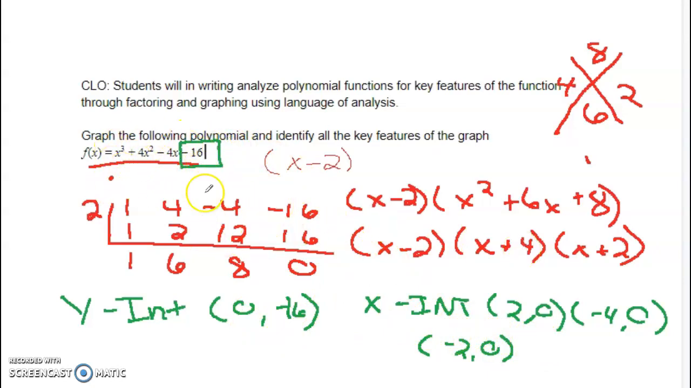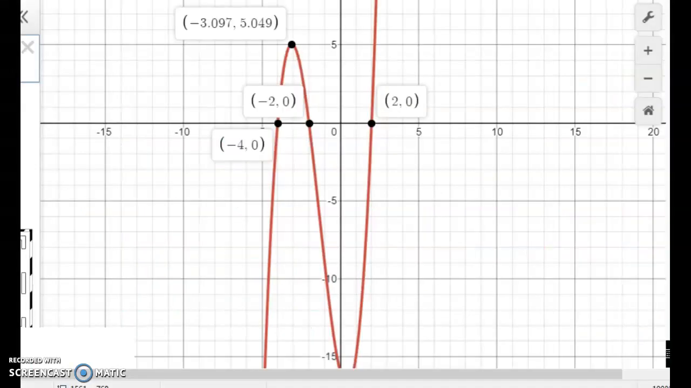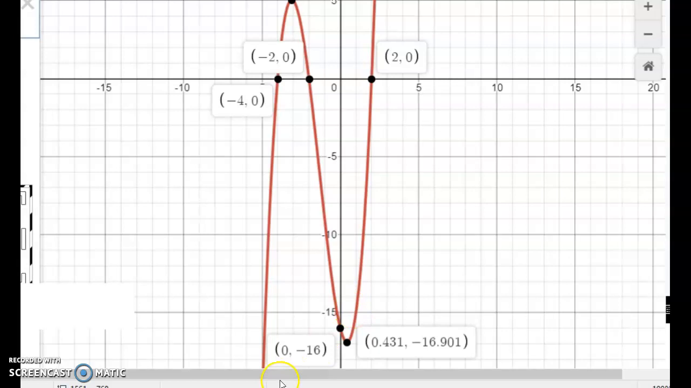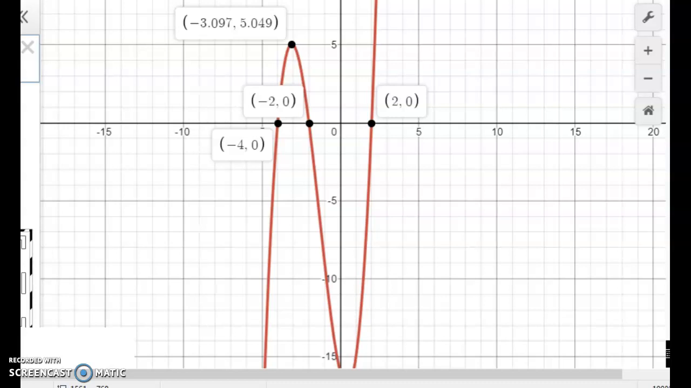It does not make any difference, but we're going to put it in Desmos, so I'll be right back with Desmos. All right, so here we're back. I have this graphed in my Desmos, and I can see that all of my x-intercepts were correct. My y-intercept was down here. Let me scroll down just a little bit. There it is at 0, -16. You can do this in your graphing calculator too. It's just a little bit difficult, but you can do it.